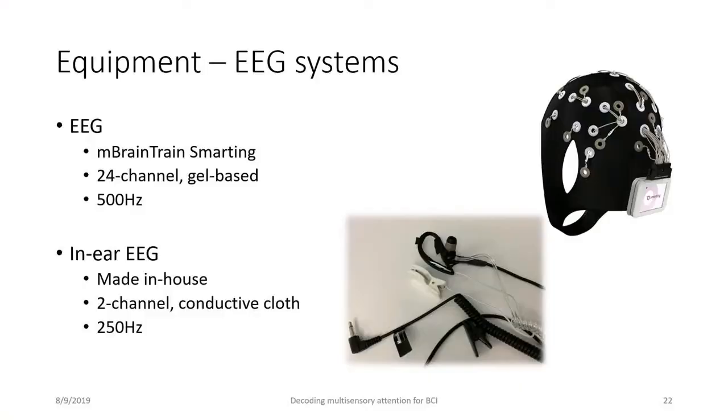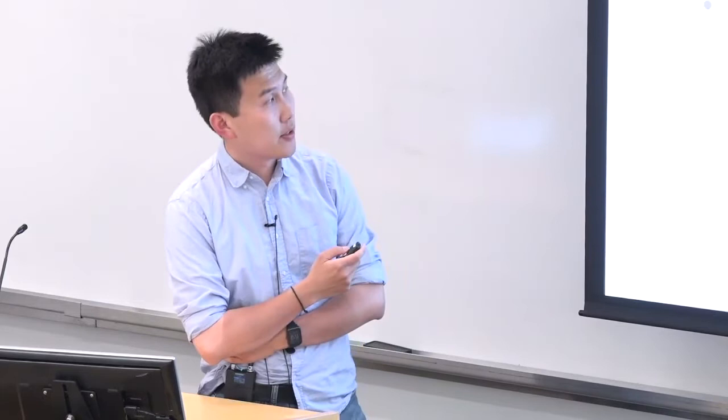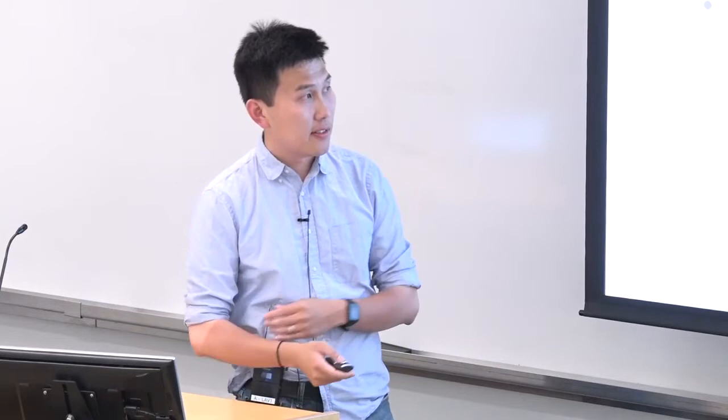The EEG measurement system that we are using is the mBrainTrain Smarting, which has 24 channels and is gel-based, so we place gel every time we use the system. The sample rate was 500 hertz. In the meantime, we also use in-ear electrodes, which were made in-house by our hardware team. We put conductive cloth on the ear tips so they directly contact the ear canal. The sample rate was 250 hertz.